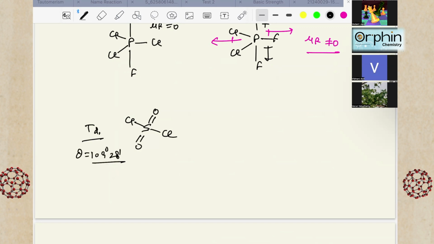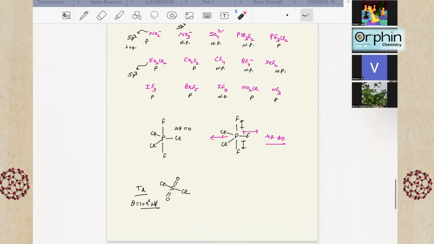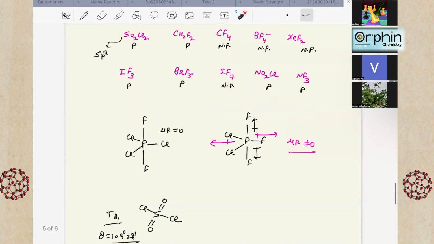It is not a planar geometry. The bonds are not exactly opposite to each other. Like they are equal, they are opposite, but the theta is not 180 degree, so they will not cancel each other. Right. So net dipole moment is not coming at 0 here. So it is again polar.